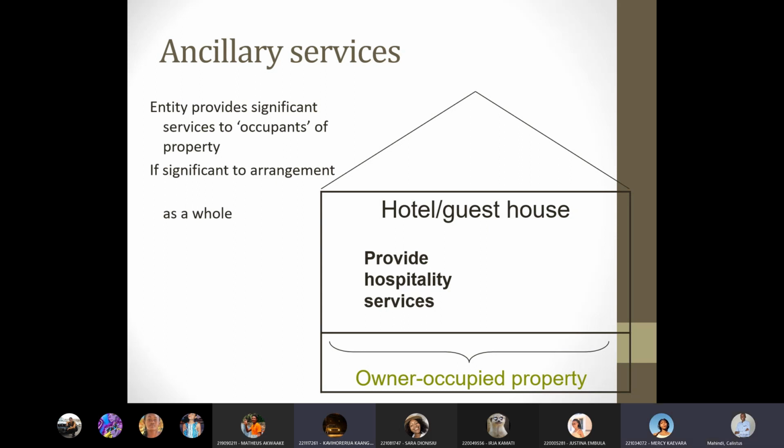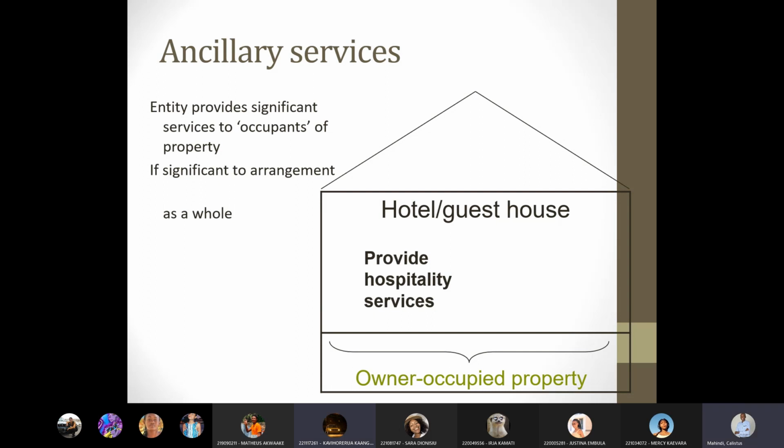Can the hotel run? Yes. All right. So it's significant, because that bed and breakfast cannot run without those services. So if it's significant and the bed and breakfast will not be able to run without all that input, then this house or this building that you have cannot be treated as investment property, and it must be considered as owner occupied property because the services that are provided are significant to the arrangement. However, let me give you another example.